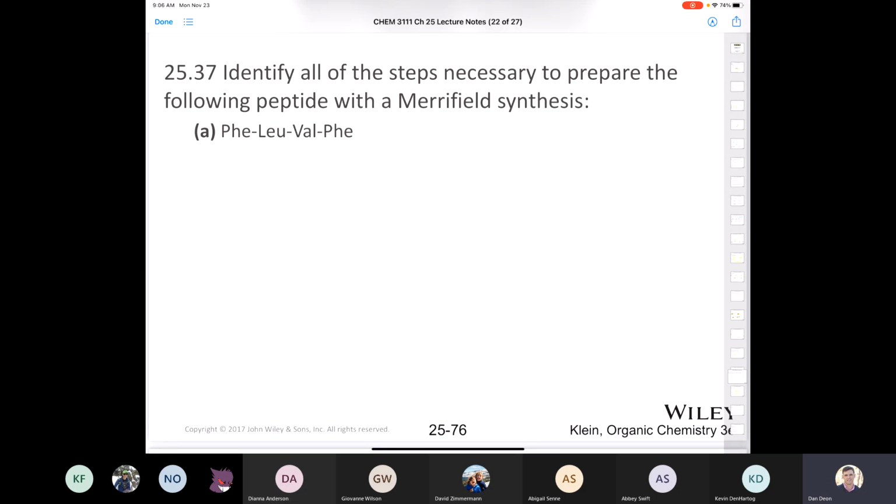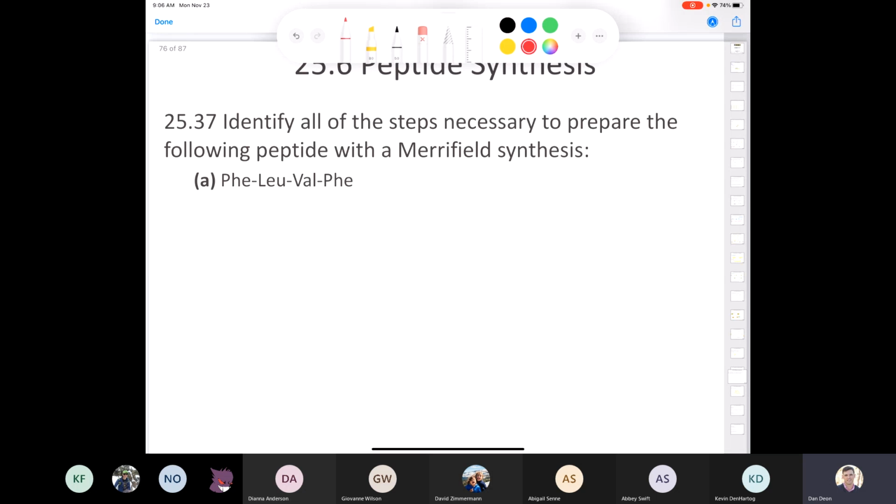All right, this is the last question we'll look at. And if you're struggling with this, I've made a couple notes for myself here to tell my students. 2 things. Number 1, if you struggle with the Merrifield synthesis, there is a skill builder. It's skill builder 25.6. It might be helpful for you.